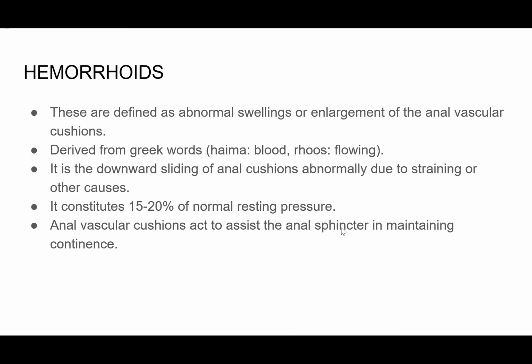So the first anorectal disorder we'll be looking at are hemorrhoids. These are defined as abnormal swellings or enlargement of the anal vascular cushions. They are derived from Greek words hema, which means blood, and rhus, which means flowing. So it's the downward sliding of the anal cushions earlier mentioned, abnormally due to straining or to other causes. Anal cushions themselves contribute 15 to 20% of the normal resting pressure, and anal cushions are also important in maintaining continence.